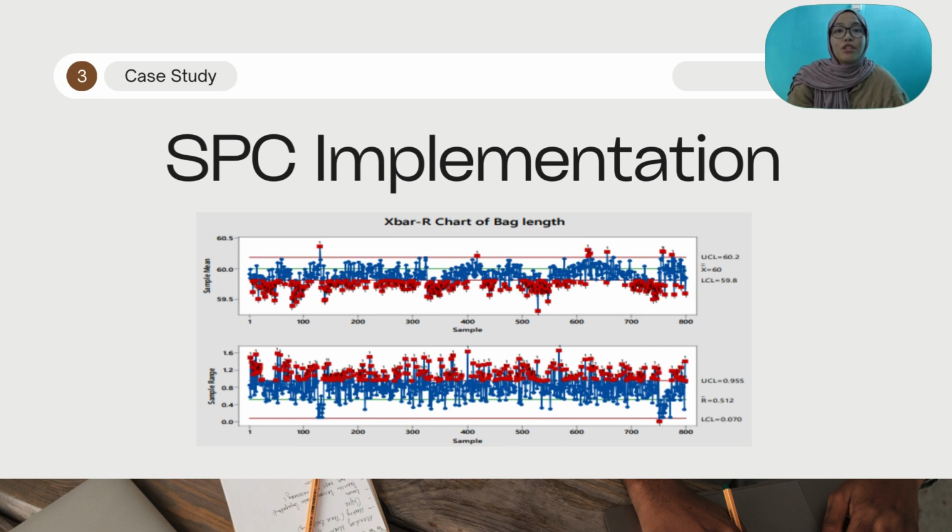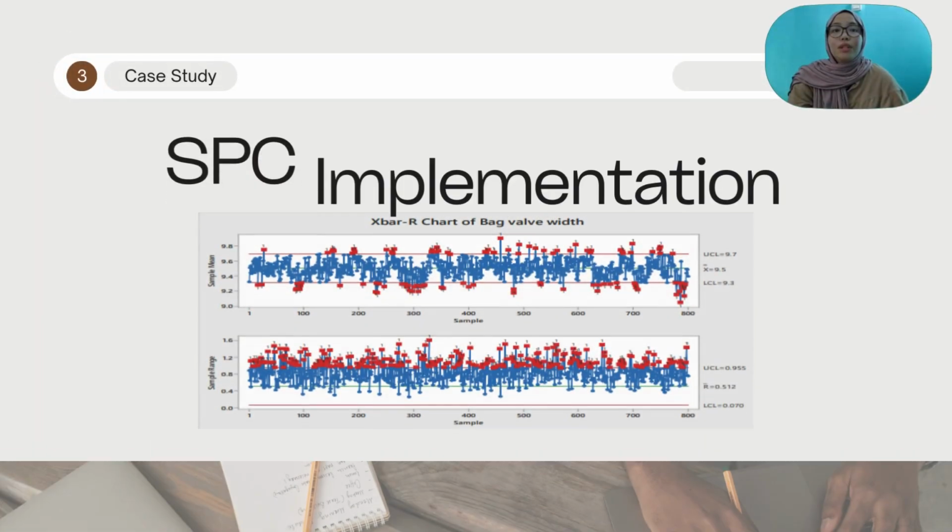The X bar chart showed that some of the bag length exceeded 60.2 cm, and so many of the bag length is less than 59.8 cm. While for the R data, many of the sample data exceeded 0.955 and only one bag is lower than 0.07. This is considered out of control data.